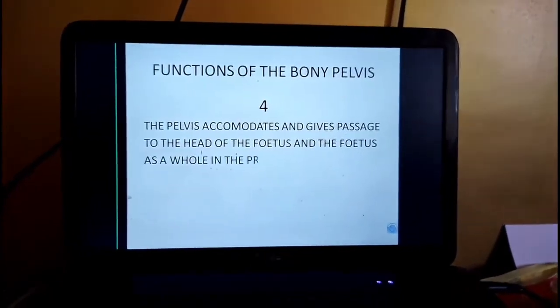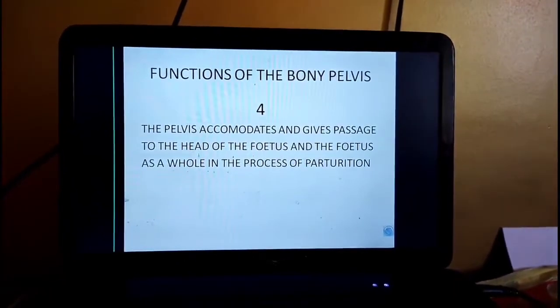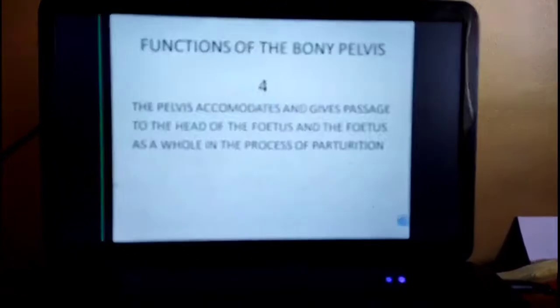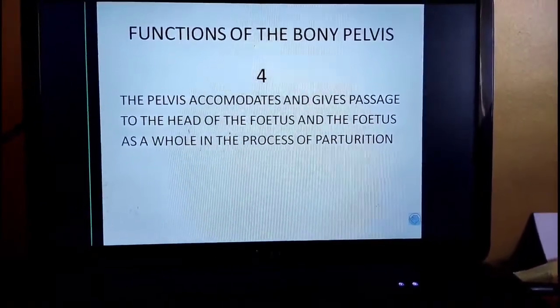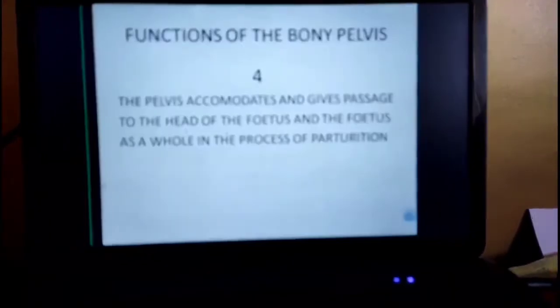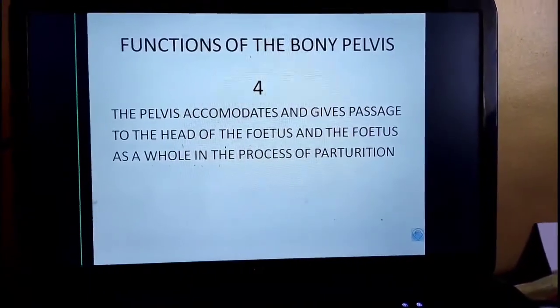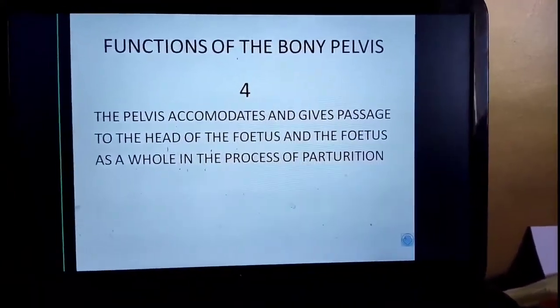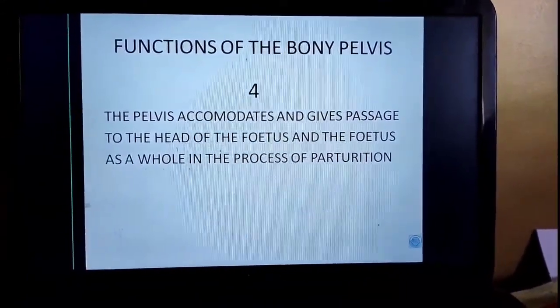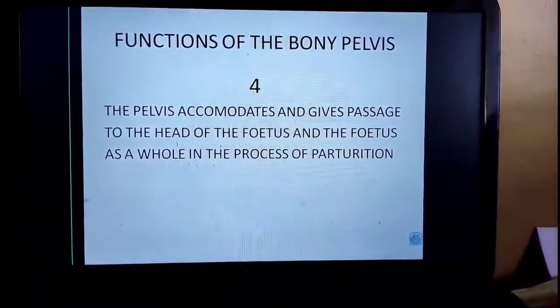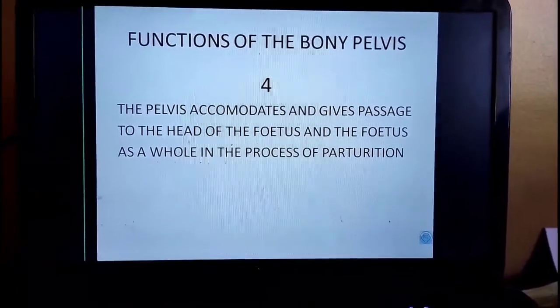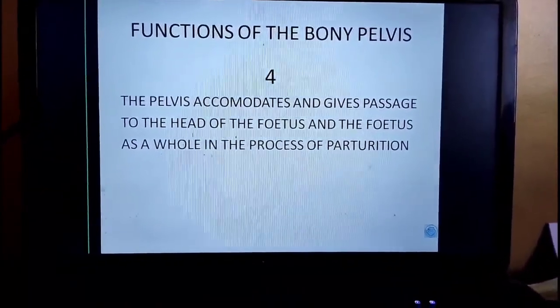The fourth important point is that the pelvis accommodates and gives passage to the head of the fetus and the fetus as a whole in the process of parturition or childbirth. So this is a very important function of the bony pelvis, which makes the anatomy of the bony pelvis so important, because the fetus has to pass through the bony pelvis.